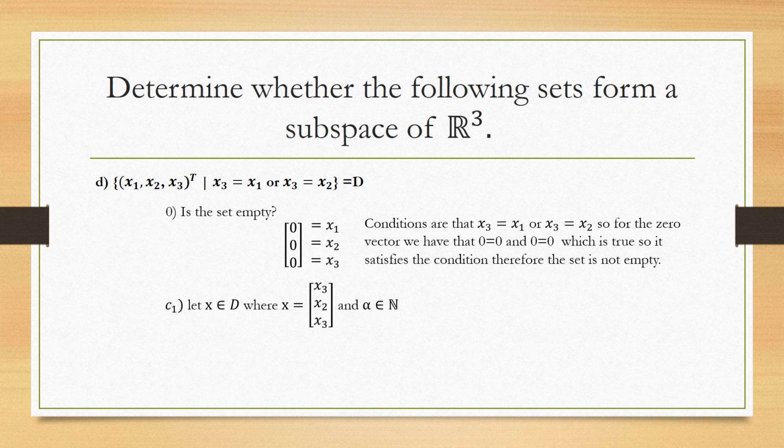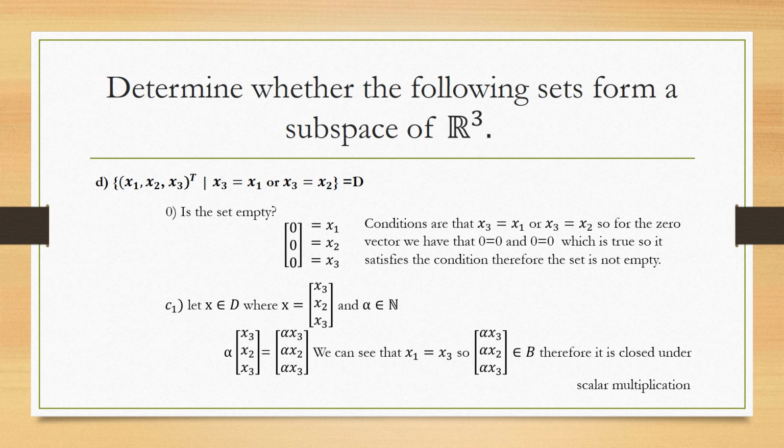Now we check our closure condition of scalar multiplication. We write that x is in D, where x equals (x3, x2, x3), and alpha is a scalar. I wrote x equals (x3, x2, x3) because I followed the first condition that was given, which is x3 equals x1. We could have used x3 equals x2, but it doesn't matter. You can choose either. So we check the scalar multiplication and we get (alpha x3, alpha x2, alpha x3). We can see that x1 equals x3, so it is in D, therefore it is closed under scalar multiplication.